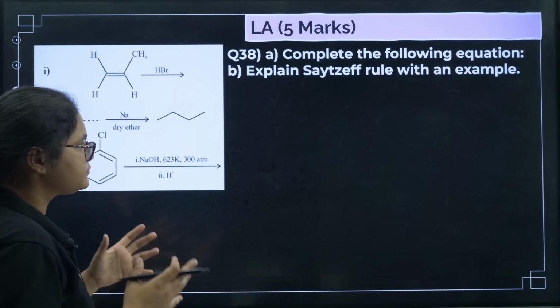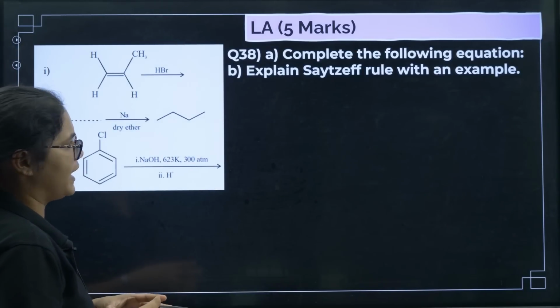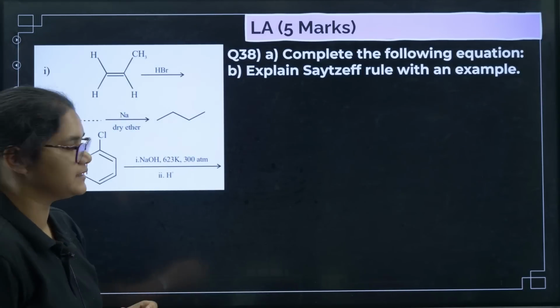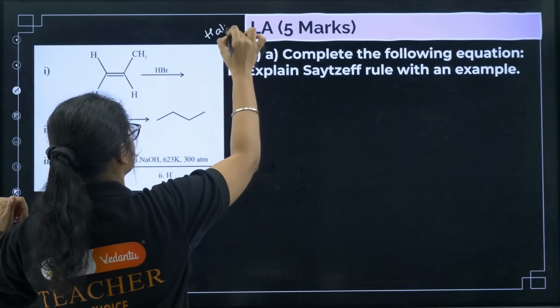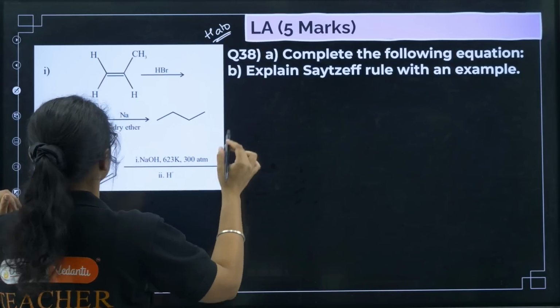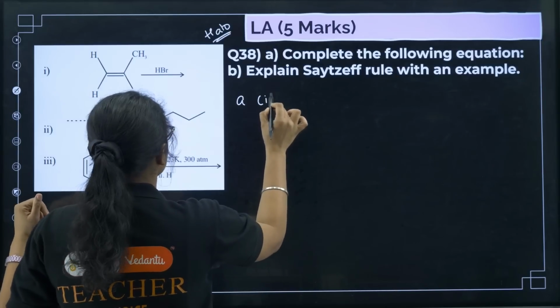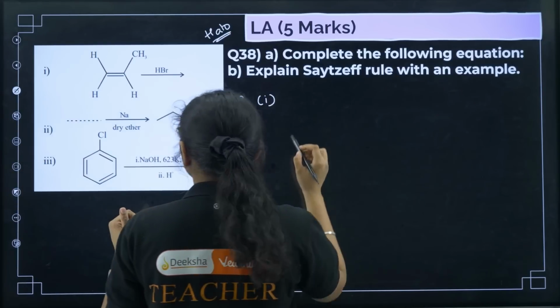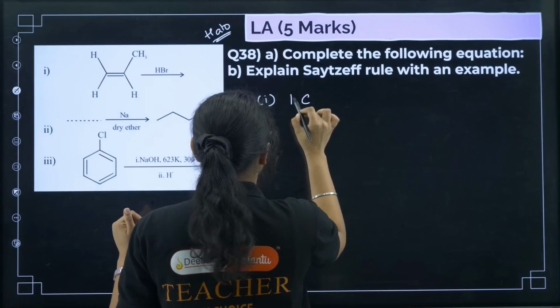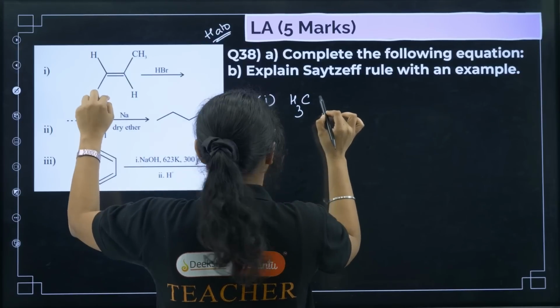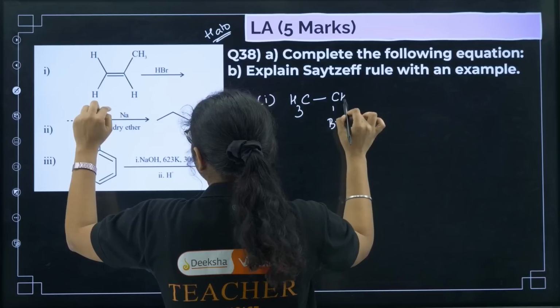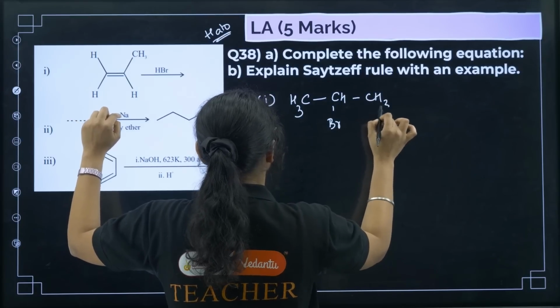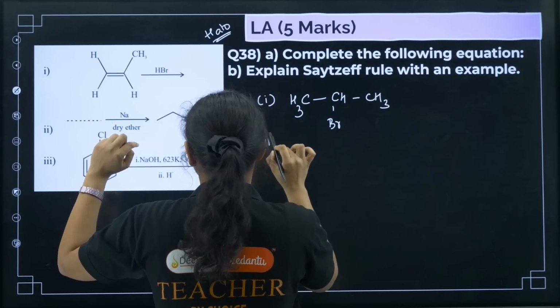Next, complete the following equation and explain the Saytzeff rule with an example. So this is from the chapter haloalkanes and haloarenes. Very easy question, I guess. So first, HBr, what will happen? Peroxide effect will be applied, right? So I have CH3, here H will be added, then I have CHBr and CH3. This is the first product. Second one, what will happen?